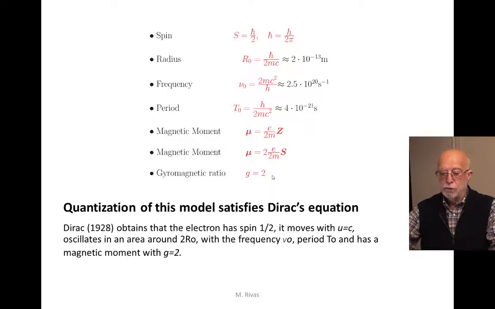So it is not strange that when we compare this data, which Dirac in 1928 obtains from the relativistic model for describing the electron, he obtains that the electron has a spin 1/2, that the velocity of the electron is c, that it oscillates in an area around 2 times this radius, this is Compton's wavelength, with that frequency, with that period, and it has a magnetic moment with g equals 2.